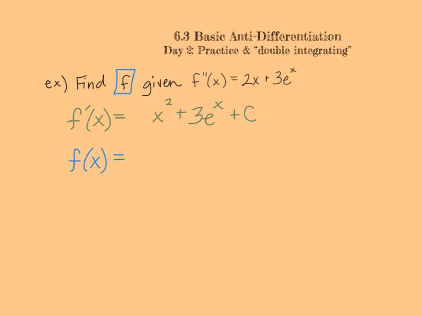So this is going to be 1 over 3 x cubed, 3 e to the x again. Now this is where it gets a little different, but not too crazy. C is just a constant, right? So think of it as like, I don't know, the number 12, whatever number it is. If you were to find the antiderivative of 12 or whatever constant, it would just be 12x, right?